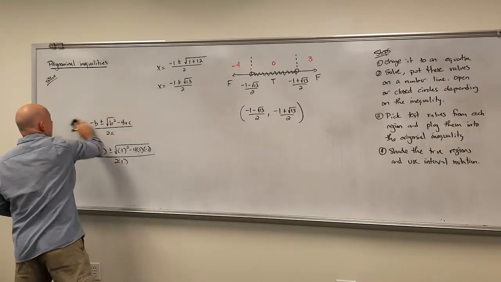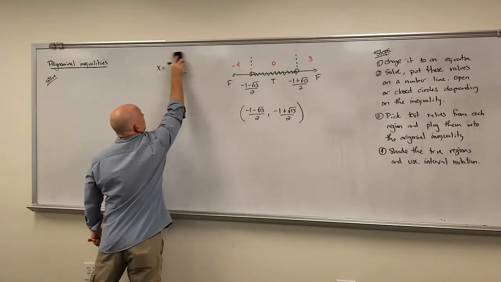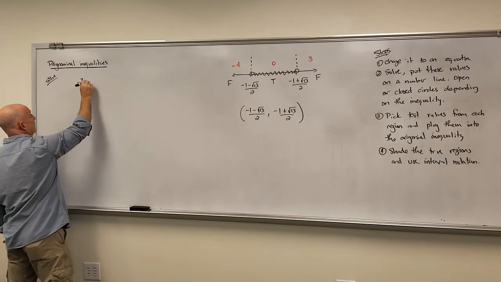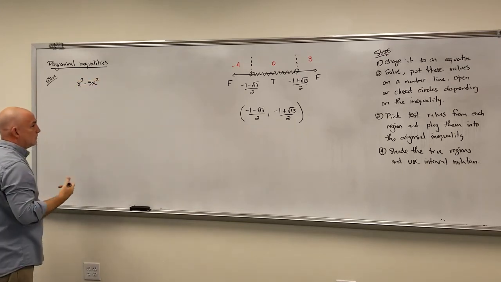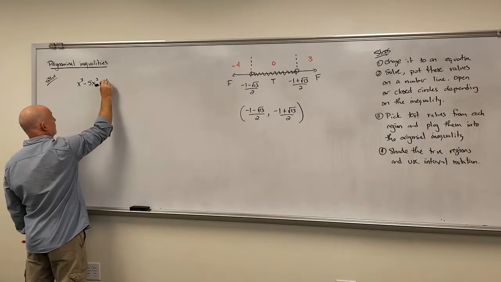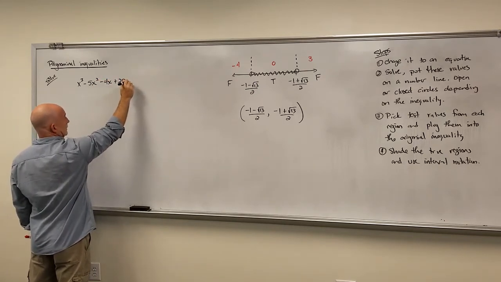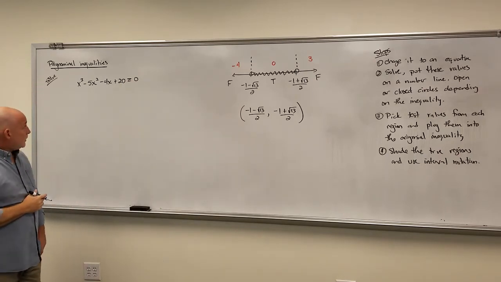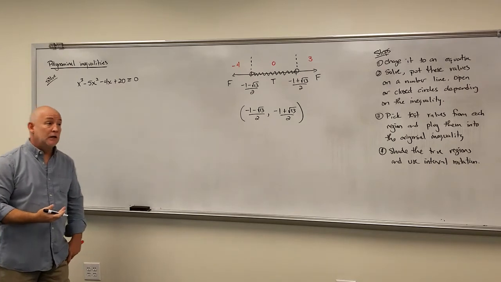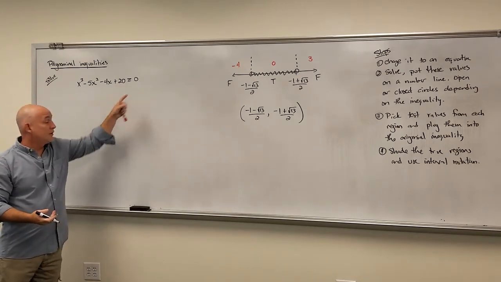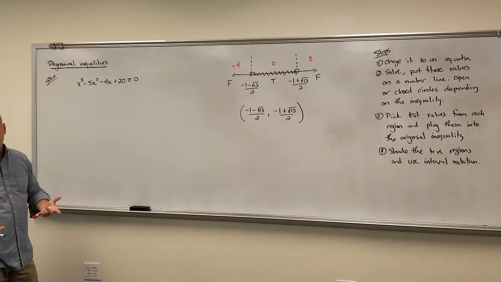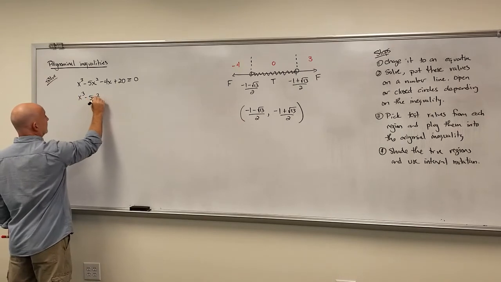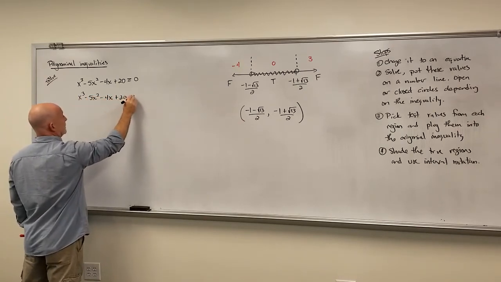All right, let's make it maybe a little bit harder. Let's do x cubed minus 5x squared minus 4x plus 20, greater than or equal to 0. Okay. Again, we want to classify it before we do anything. This is a polynomial inequality, so what we want to do is change this to an equation and try to solve. So I get x cubed minus 5x squared minus 4x plus 20 equals 0.